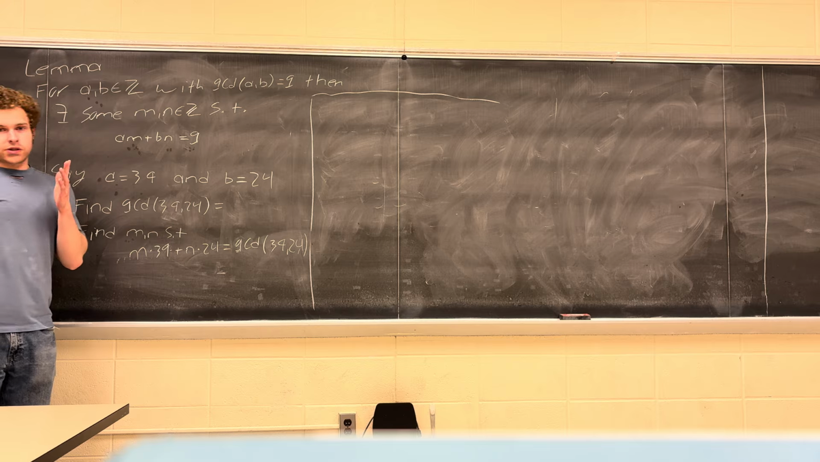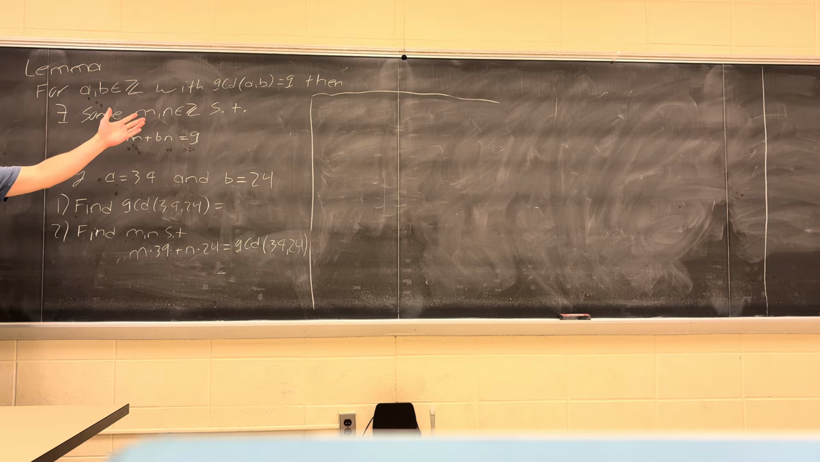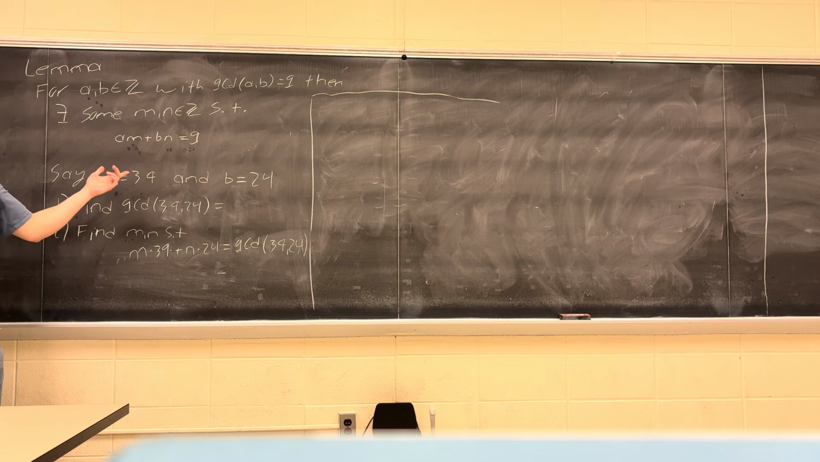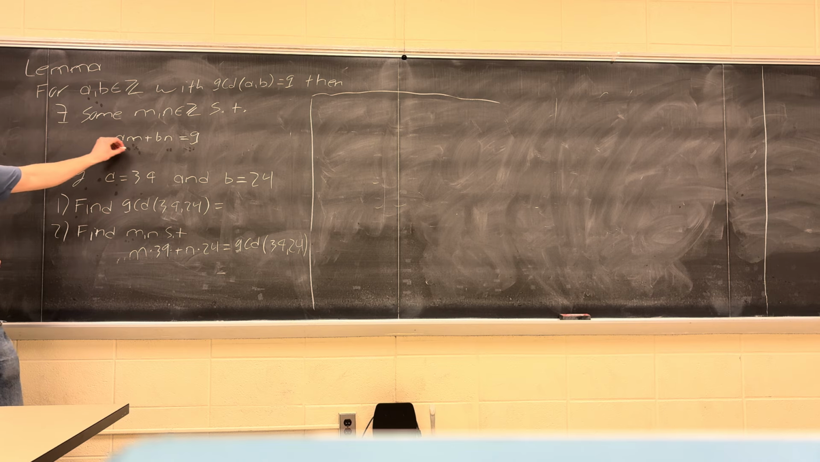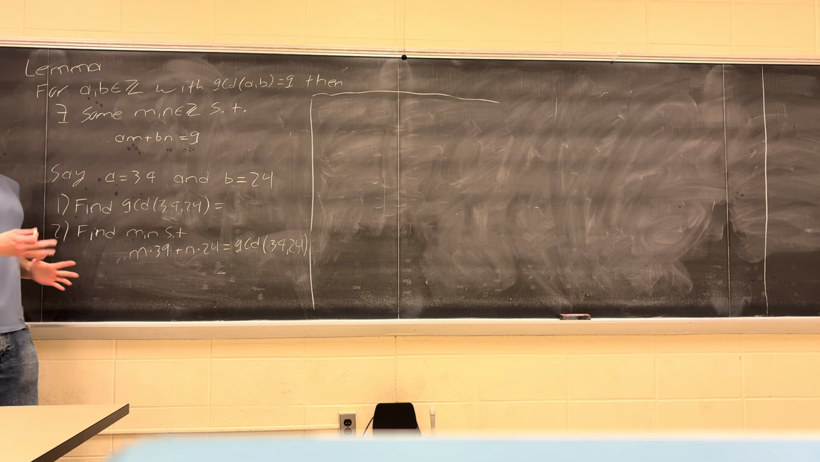So in your class, you'll see this lemma: we have two integers a and b with GCD g, then there exist integers m and n such that a times m plus b times n equals g. It turns out that in computing the GCD of a and b through the Euclidean algorithm, we already have done half the work that goes into finding m and n.